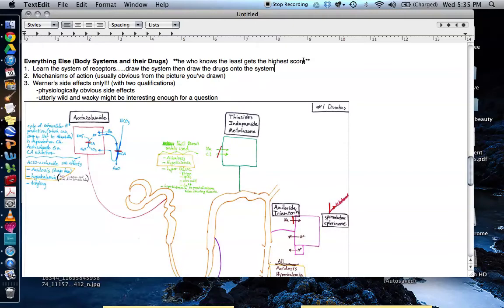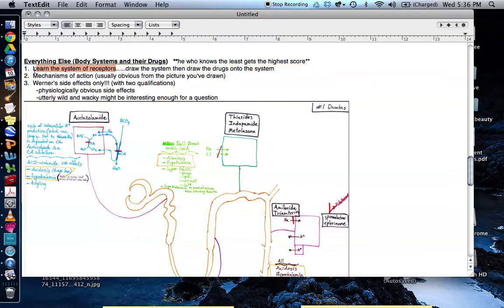But just like not trying to know too much, because you end up spending a lot of time on something that's not going to pay off for you in the long run because you're not going to know it. So I say he who knows the least gets the highest score. You want to learn your systems and your receptors.